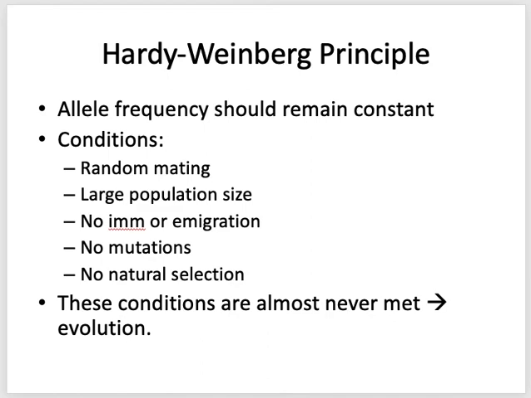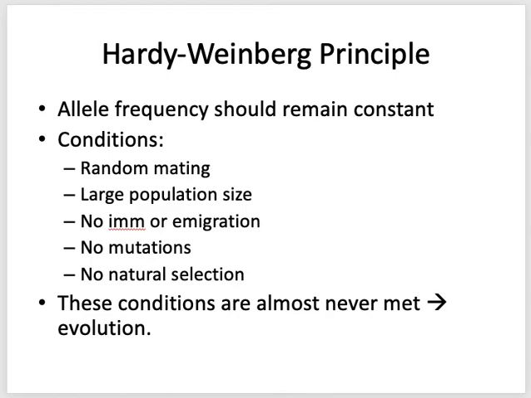So, for example, there would have to be random mating. So, sexual selection that we talked about earlier, that can't be happening in order for us to meet the Hardy Weinberg principle. There needs to be a large population size. Really small populations might exhibit genetic drift, bottleneck effect, founder effect, that kind of thing. So that wouldn't work. There can't be any immigration or emigration.